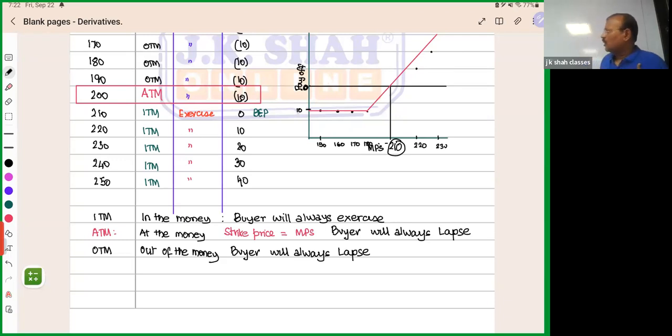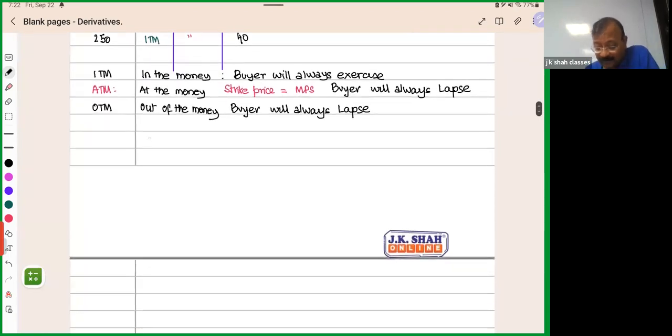If I asked you, in this case, what is the break-even point? The break-even point is at a market price of 210. If I were to ask you to express this 210, how will you express this 210? Break up. 200 for 10. 200 is the exercise price. That means, can we say that for a long call, break-even point is strike price plus premium.